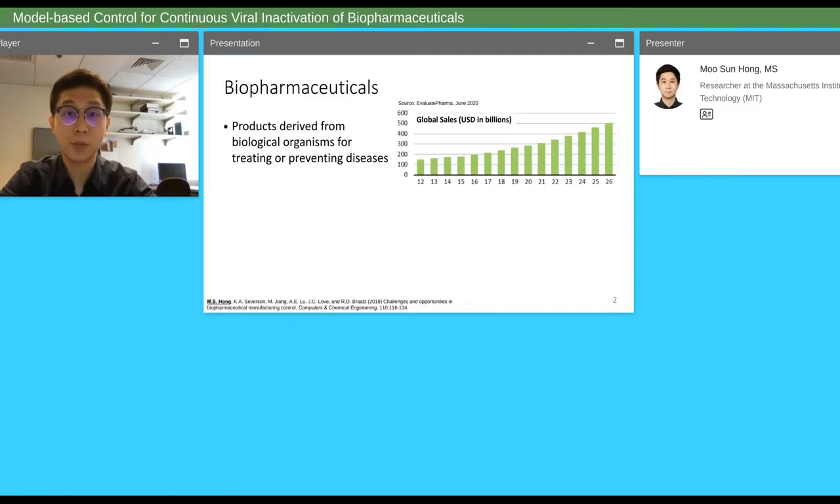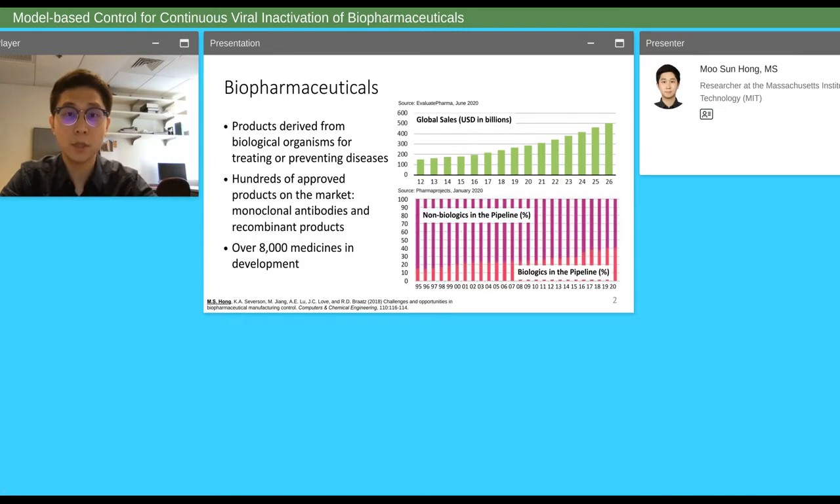To begin with a brief introduction of biopharmaceuticals, they are products derived from biological organisms for treating or preventing diseases. The global sales of biopharmaceuticals have continuously increased for many years, and they are projected to reach about $500 billion by 2026. The percentage of biopharmaceuticals in the drug pipeline has also continuously increased, resulting in hundreds of approved products on the market and over 8,000 medicines in clinical development.